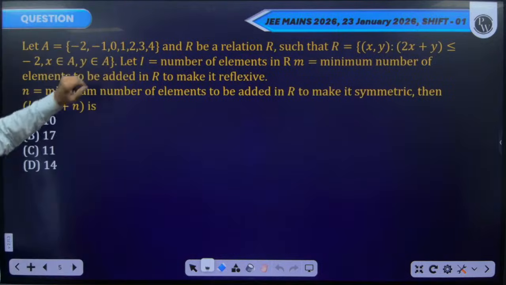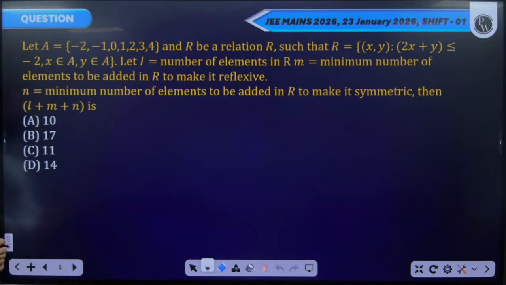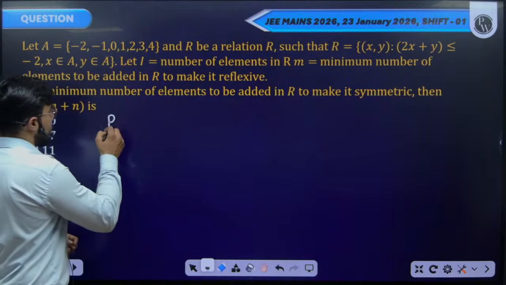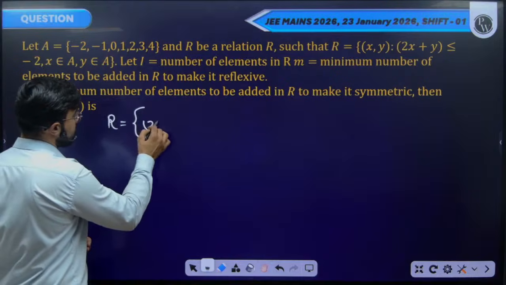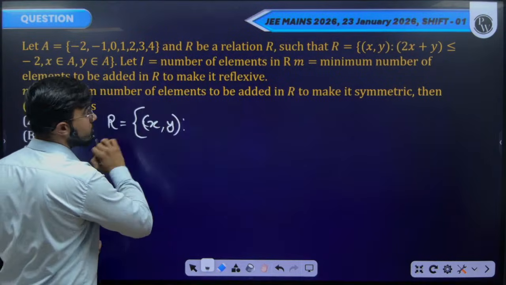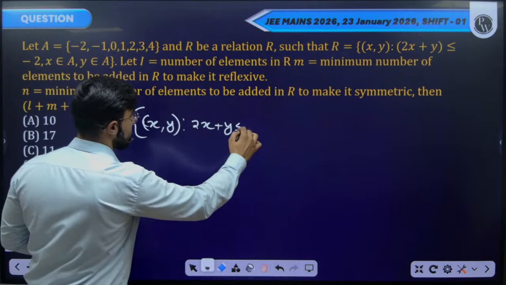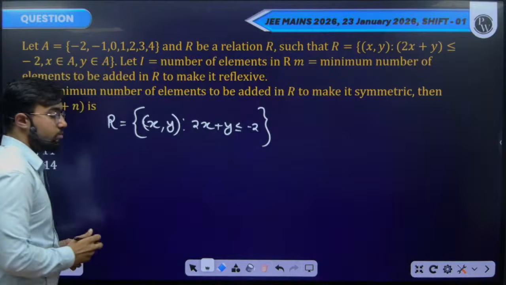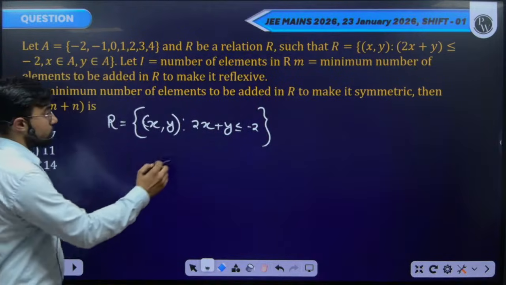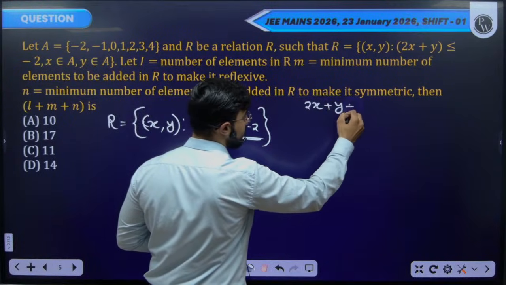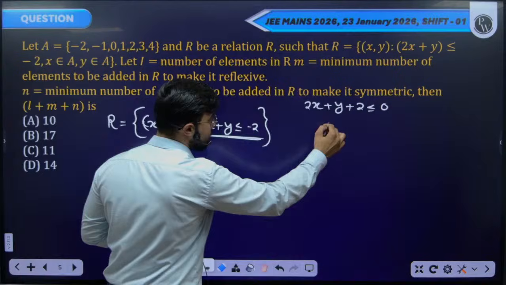See this question. This is from relations and functions. A set is given, and we have defined a relation R such that (x, y) satisfies this condition. First we have to write the number of elements in the relation. What are the ordered pairs that lie in the relation? That is 2x plus y less than or equal to minus 2, and x and y belong to this set A. So take this line, 2x plus y plus 2 less than or equal to 0. If we draw this line, what will we get?